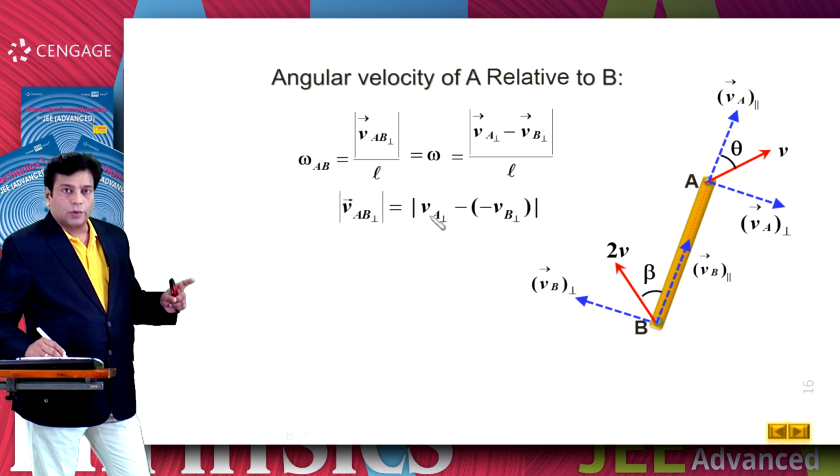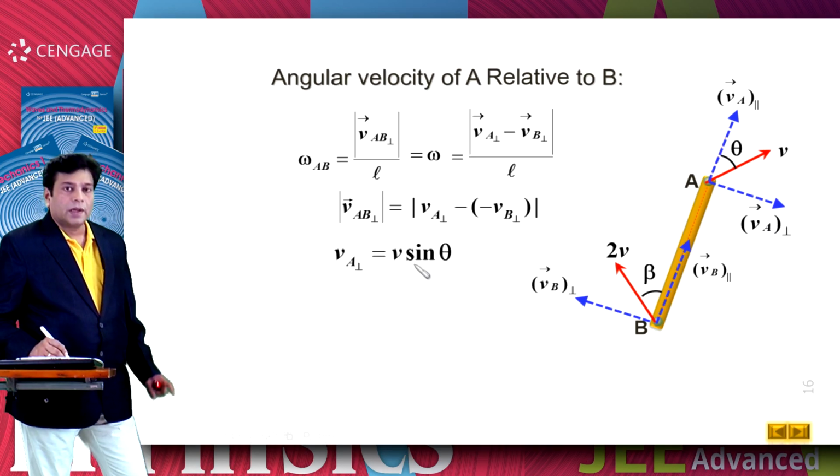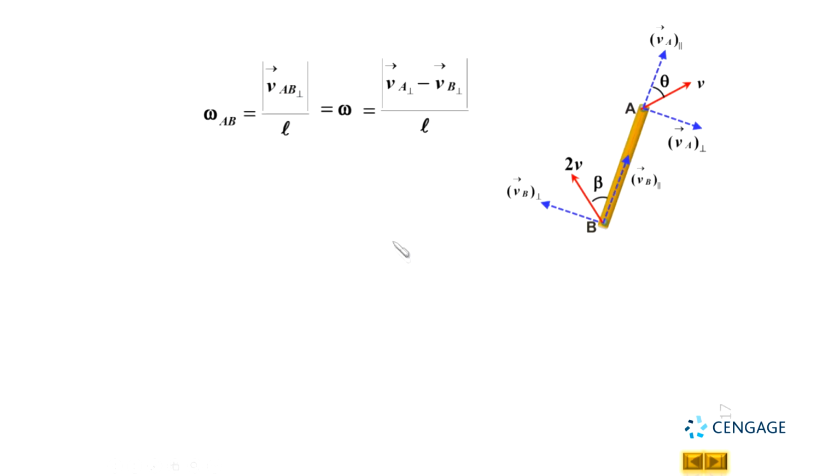Now we know this value, that is VA perpendicular, it is equal to V sin theta, right? And in similar way we can write VB perpendicular equal to 2V sin beta. Now we can substitute these values in this equation. Let us write this formula again and substitute the values of VA perpendicular and VB perpendicular. So we can substitute the value, and before substituting the value, let us draw a diagram showing the velocity of A with respect to B.